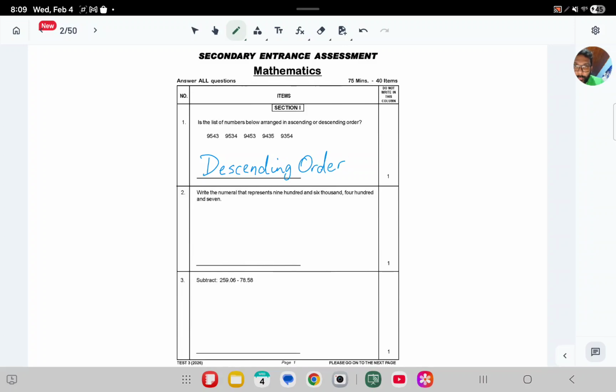Number 2, write the numeral that represents 906,407. So we have hundreds of thousands, tens of thousands, thousands, hundreds, tens, and ones. So we have 906,000, so 906,407.